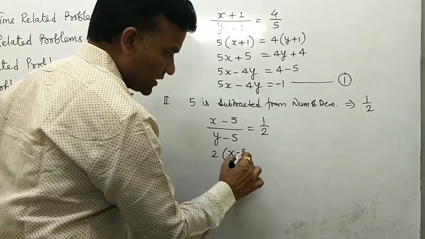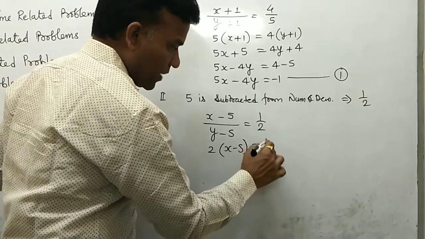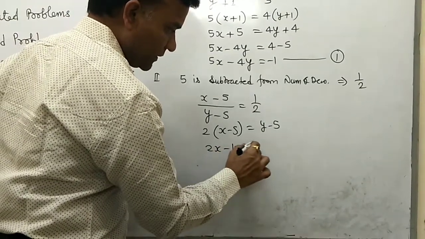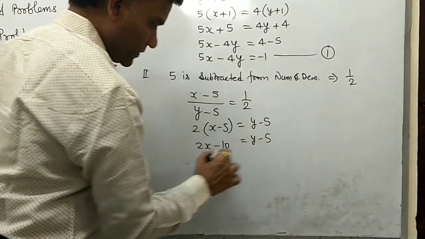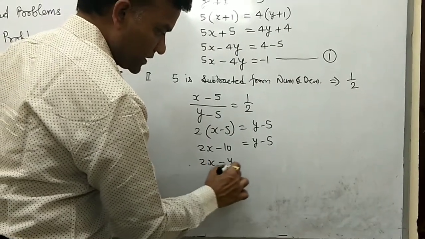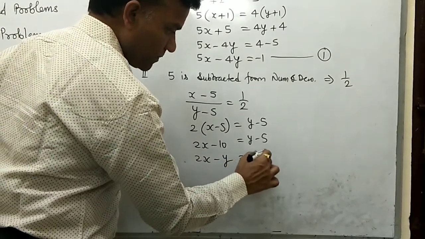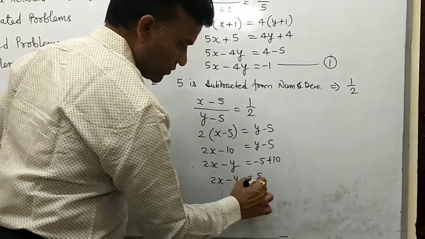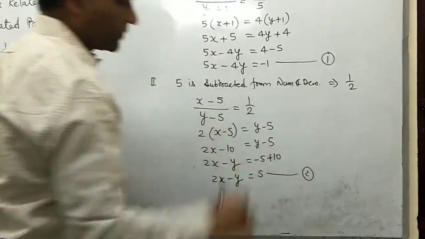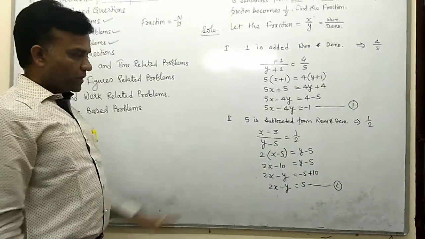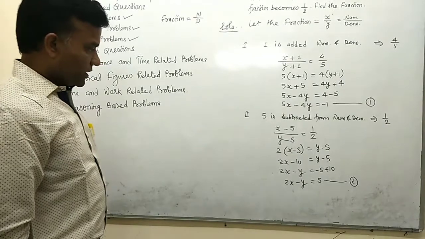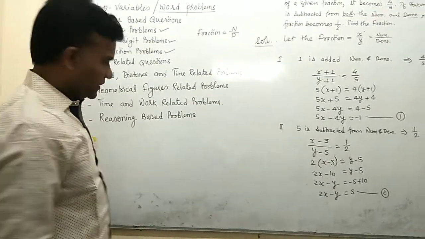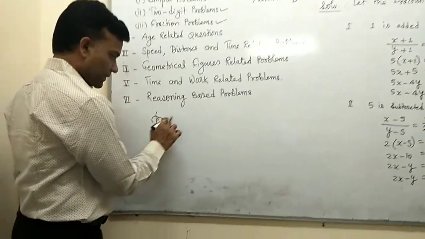2 times (x minus 5) is equal to y minus 5. Similarly 2x minus 10 equals y minus 5, and then 2x minus y equals minus 5 plus 10. So you have 2x minus y equal to 5. You call it equation 2. Okay, so now you form the two equations, 1 and 2. So first we simplify the equations 1 and 2 here.